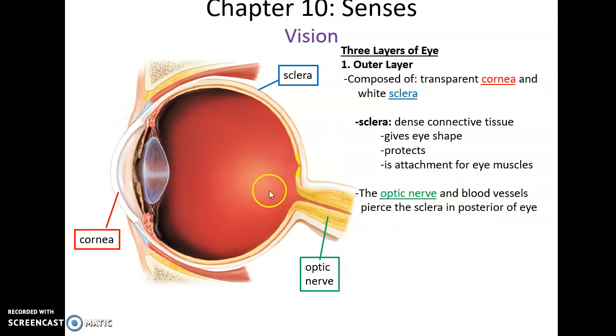Then coming out of the posterior or back side of the eyeball is the optic nerve, which carries the sensation of vision to the brain. And also blood vessels pass through that area as well.